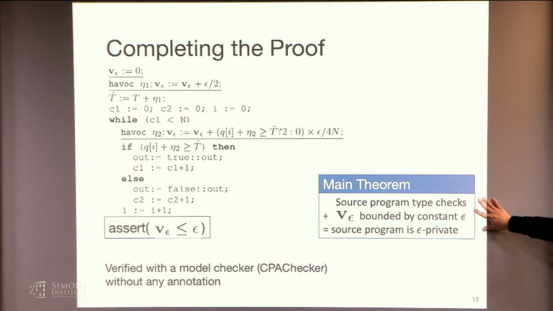The main theorem of the type system states that if the program type checks and in this target program V epsilon is bounded by epsilon, then your source program is epsilon private. And as I said before, this is just some pretty standard program that we can use an off-the-shelf verifier to check its correctness. So in our experiment, we use the CPAchecker, a model checker, to verify this code. And this code can be verified without any annotation from the programmer. So it's completely automatic.